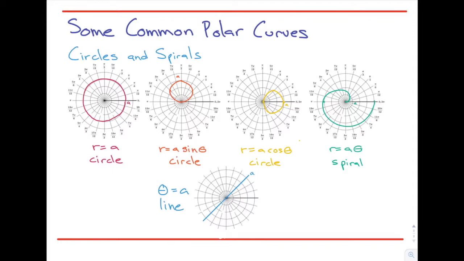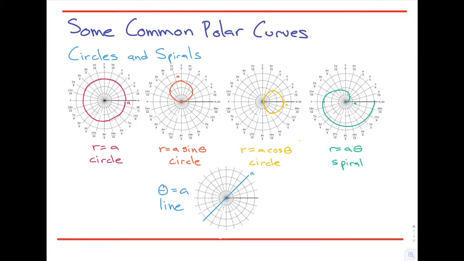So some common polar curves. Circles and spirals. If we have the equation r equals some number a, we have a circle kind of around the origin. If we have r equals a sine theta, we just have a circle above the polar axis. If we have r equals a cosine theta, we have a circle rooted in the origin, kind of on the right, around the polar axis. And if we have r equals a theta, we have a spiral.